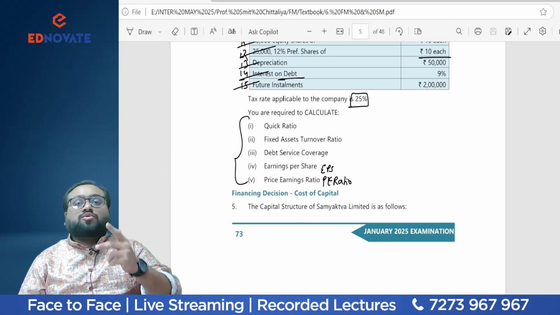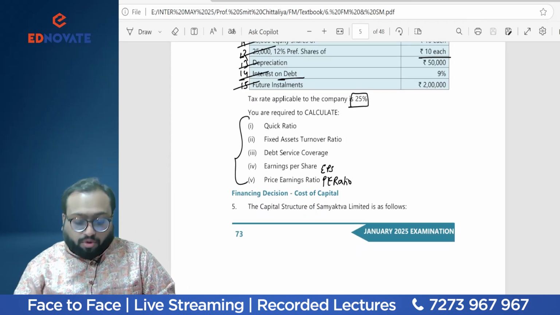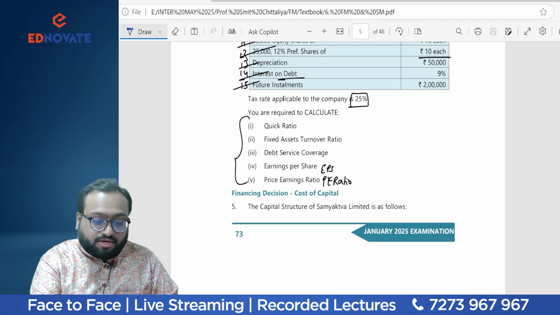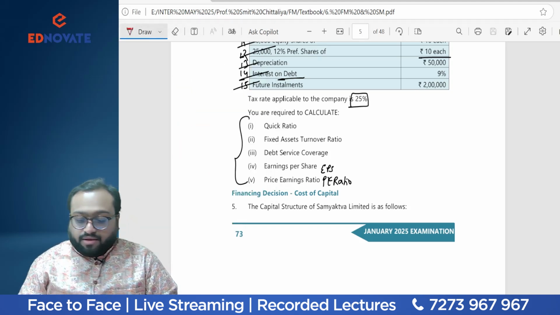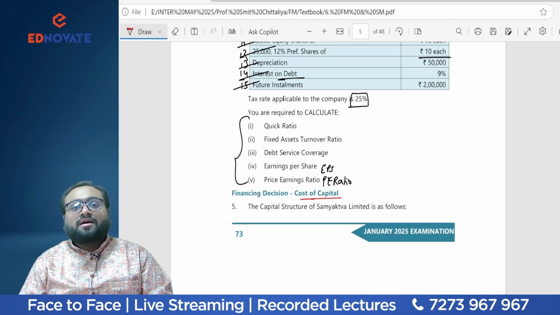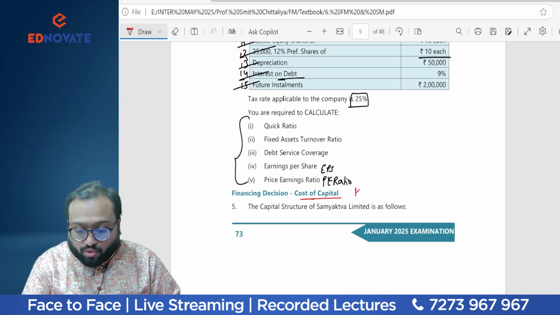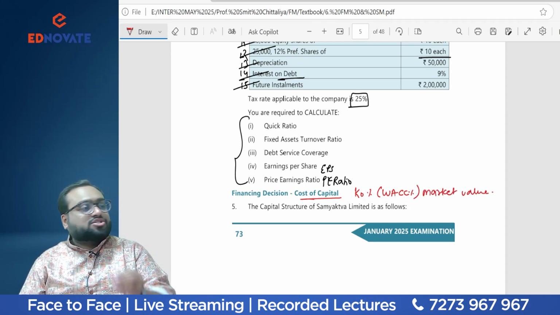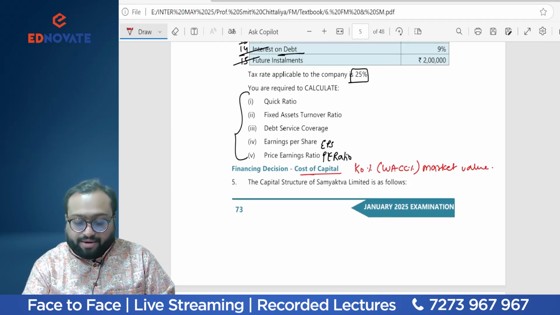We are done with 1, 2, 3, 4 completely. All things are properly understood. There was a small mistake in the accounting ratio. Let us continue with question number 5 of your RTP. Question number 5 is a question from cost of capital, a very easy question. We are going to find out the Ko, that is the weighted average cost of capital, WACC, on the basis of market value. Easy question, small thing to discuss, and then we can go ahead.